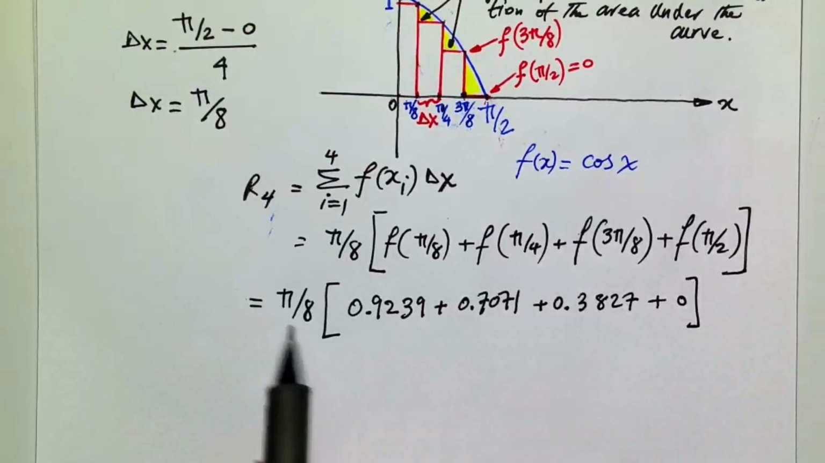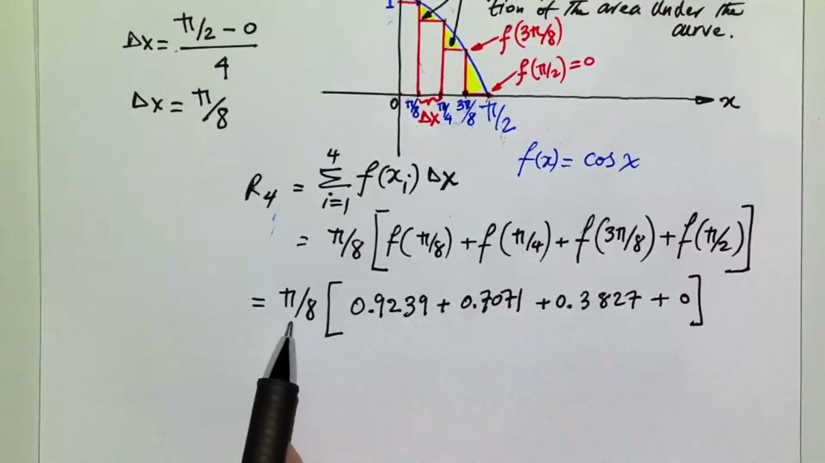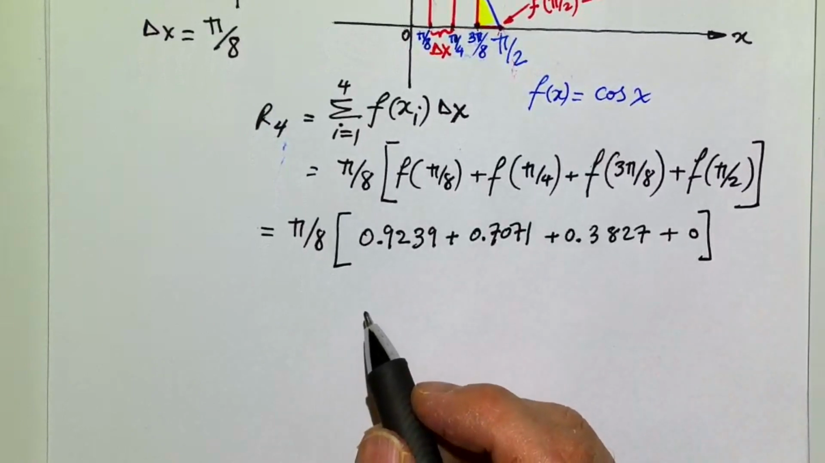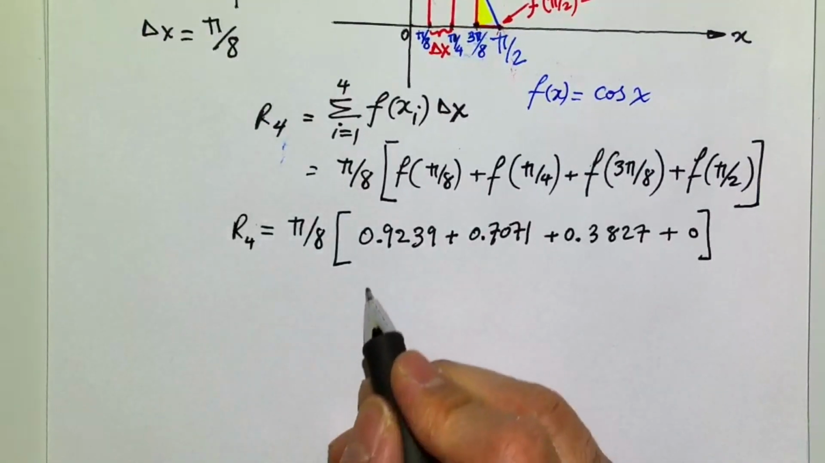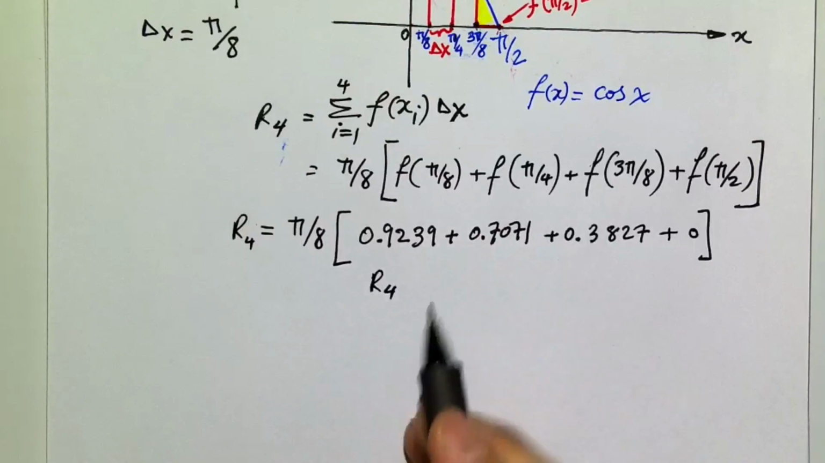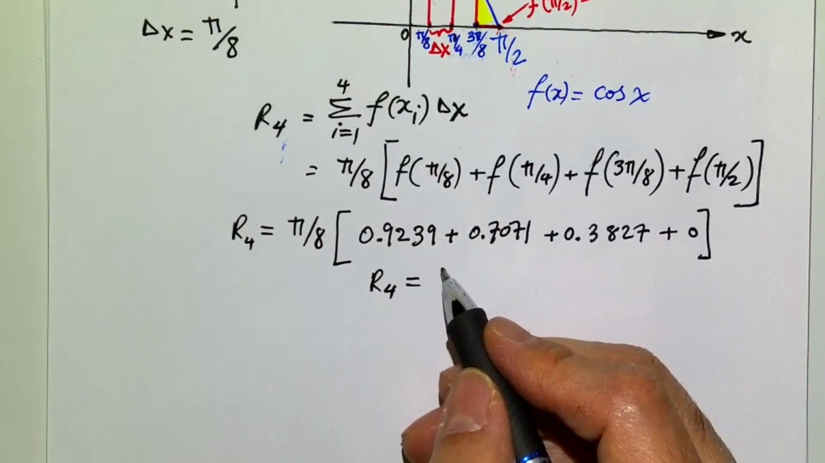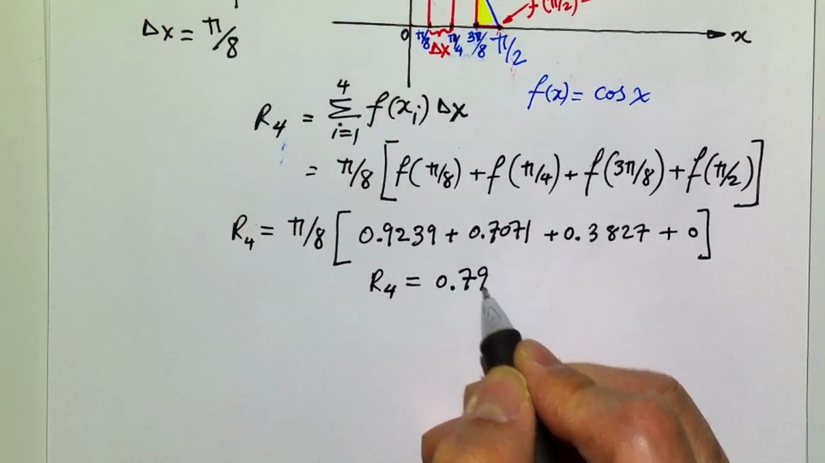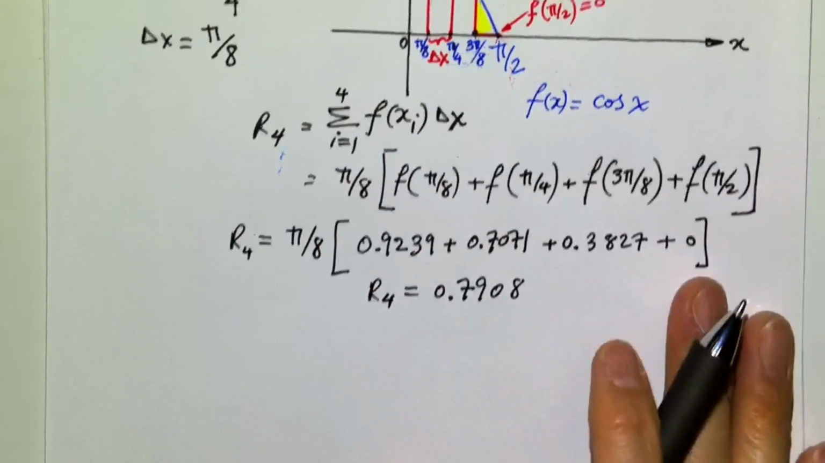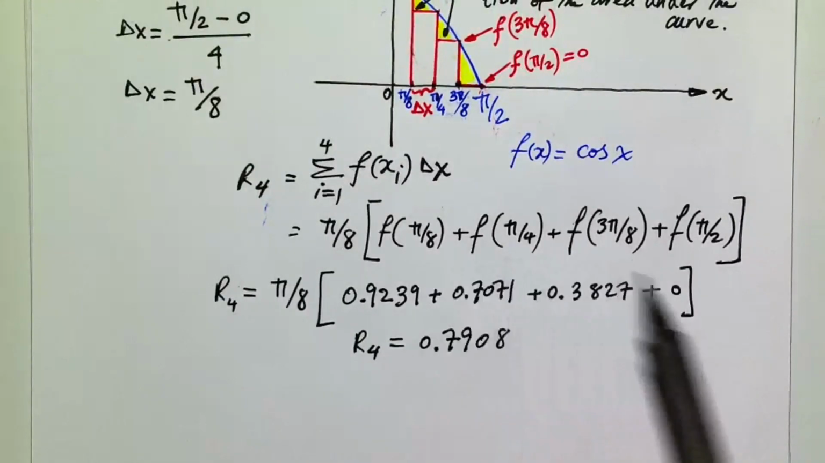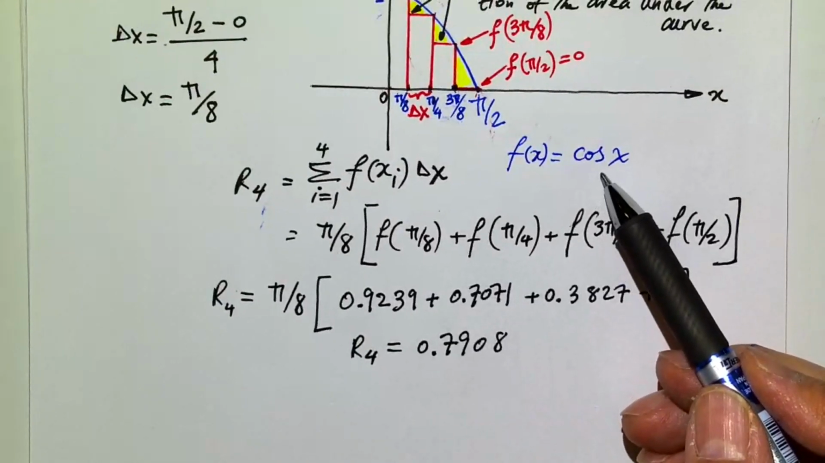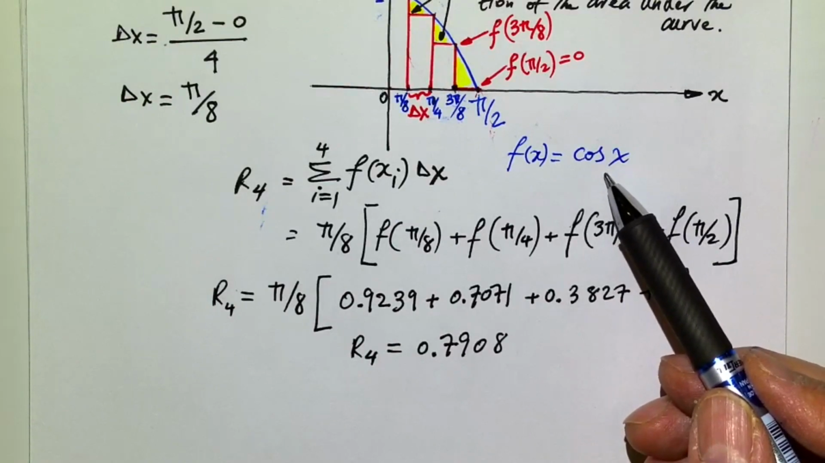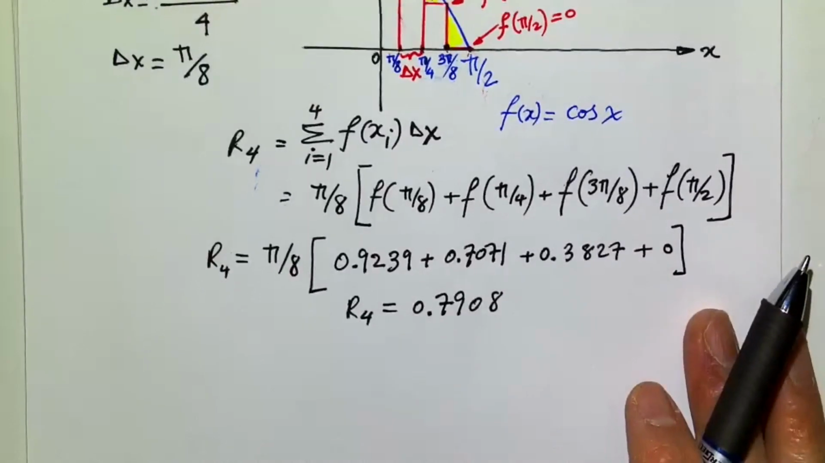Okay, so then add all of these and multiply by pi over 8, and this is what I got. Equals, what did I get? I got 0.7908. And please, as you calculate these values, make sure that your calculator is set to radian mode, okay? If it's set to degree mode, you're not going to get the same values. Just make sure of that.